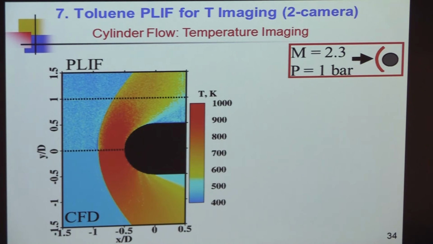He's looked also at cylinder flow. So this is flow over a cylinder front. And we can get really nice looking images. These are single shot, this is the CFD on the bottom, and this is the PLF on top. So they agree. The quality of the CFD is higher than the PLF signal, of course.